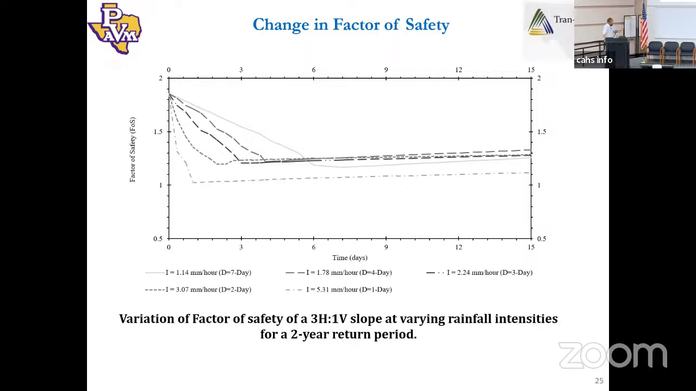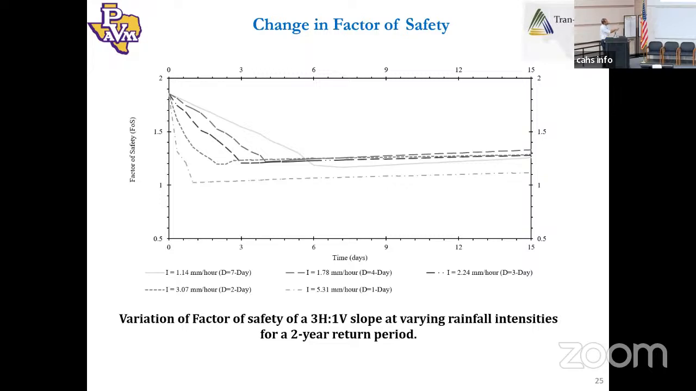That means if this rainfall continues for 7 days, this intensity is not that much. 1.14 millimeter per hour still is kind of less. But if it continues for 7 days, your factor of safety could have gone almost near 1, and that can cause severe failure to your slope.